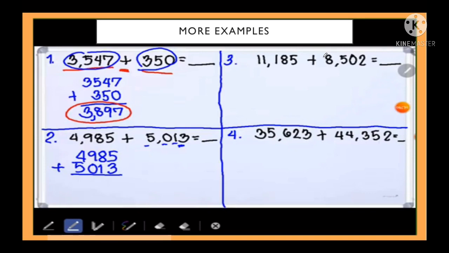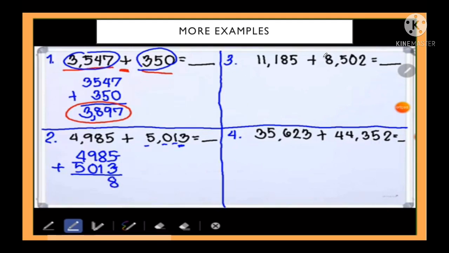We need to add each column. We will start on the ones place. Okay, so we have 5 plus 3. Show your fingers. 5 plus 3. Count it. 8. Correct.